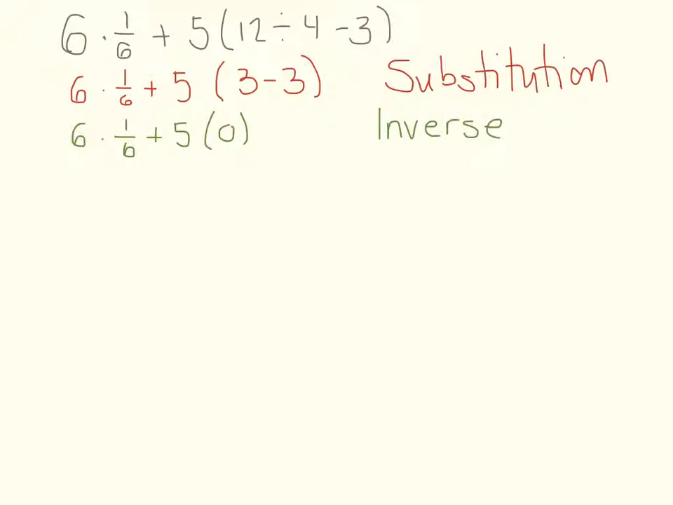Okay, now we're going to multiply and divide going from left to right. So 6 times 1/6, again, gives me 1, because remember, this is like 6 over 1. We could technically multiply these both at the same time, so let's go ahead and do that. So we're going to multiply, and when we do that, what we use to get the 1 is the inverse property. And we also use substitution here, because 5 times 0 is 0.